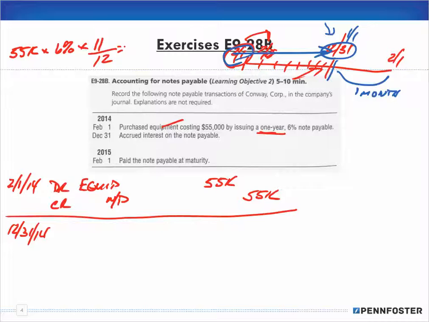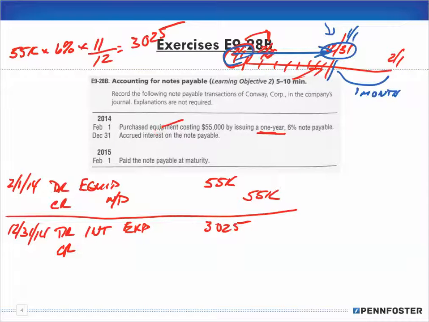If I do the math, I end up with $3,025. That's 55,000 times 0.06, the decimal form of 6%, times 11. Hit the equal sign on your calculator, you get a big number, and then you divide by 12 and you get 3,025. So that's the interest accrued up to that point in time. That's going to be an interest expense to us, so I debit interest expense for the 3,025, and I credit.